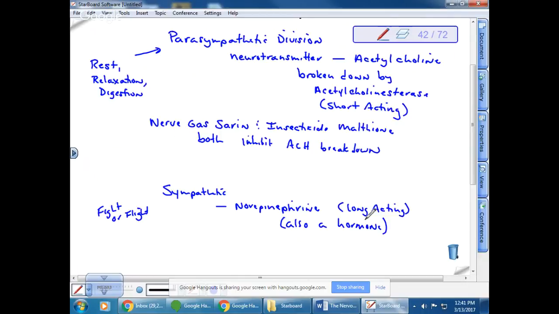Right. So the example from your book, or one of your essay questions, talks about what is the significance of this? One being short acting and one being long acting. The importance is that you want to be able to respond to a dangerous situation really quickly. So let's say, for example, if you're in your house and you just finished dinner and you're watching TV and you're really relaxed and you're almost asleep, right?